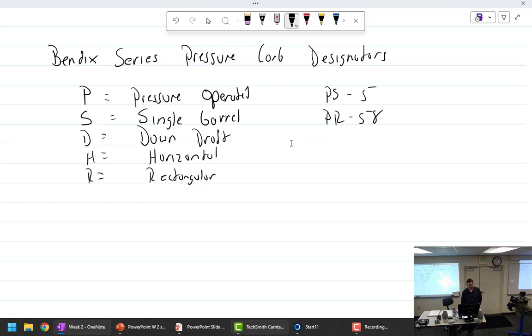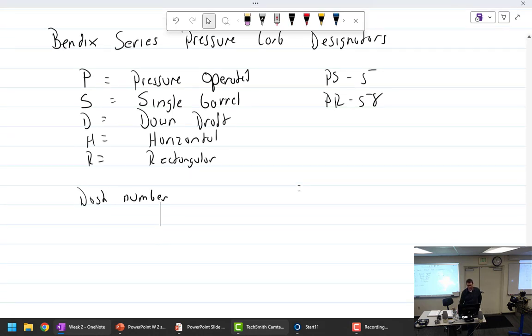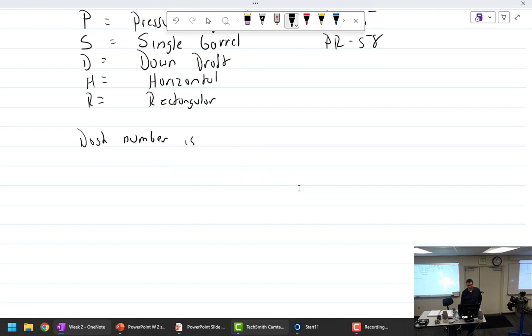The dash number is bore size. What was your bore on most of your Strombergs? About 1.25 inches, 1 3/8. Yeah. Bore size in increments of 1/4 inch.